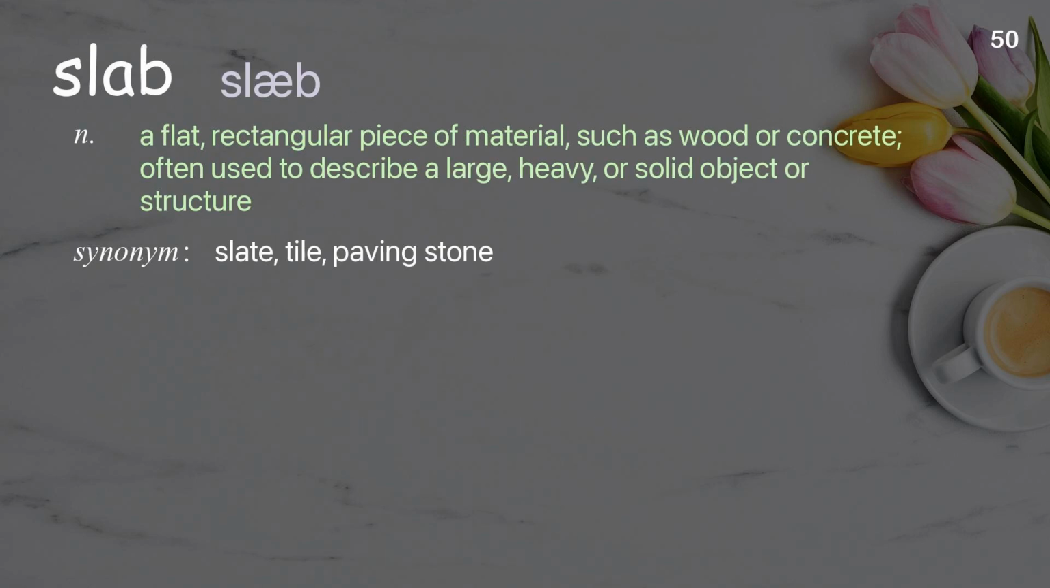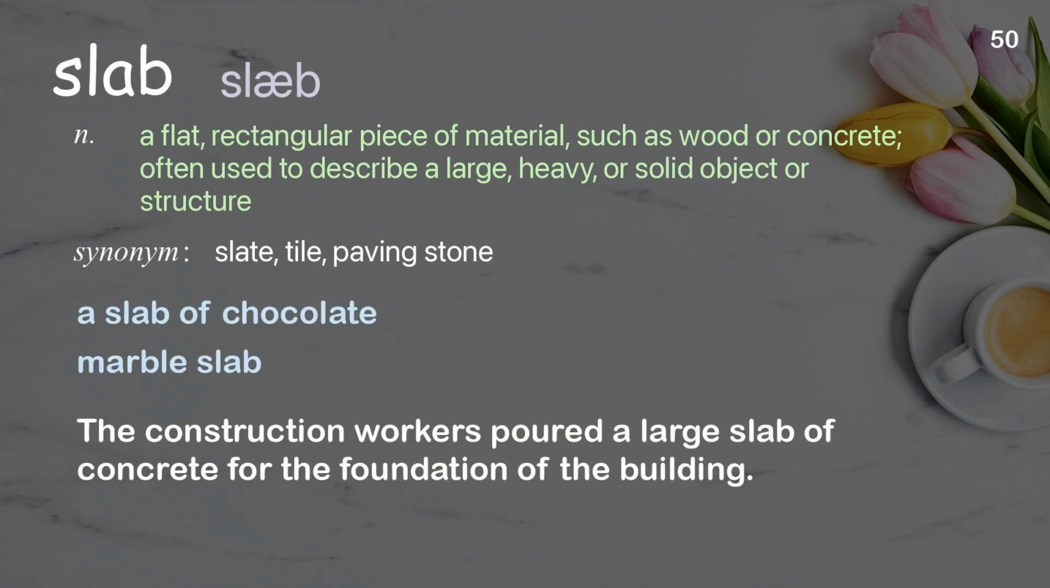Slab. A flat, rectangular piece of material, such as wood or concrete, often used to describe a large, heavy, or solid object or structure. Examples: A slab of chocolate. Marble slab. The construction workers poured a large slab of concrete for the foundation of the building.